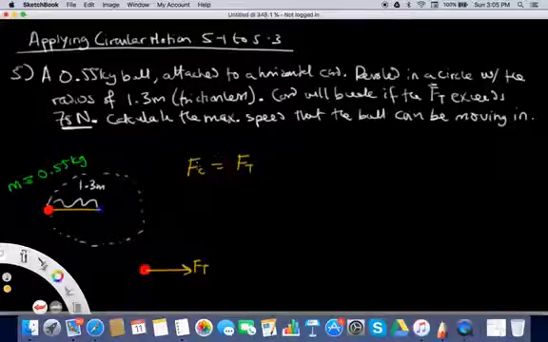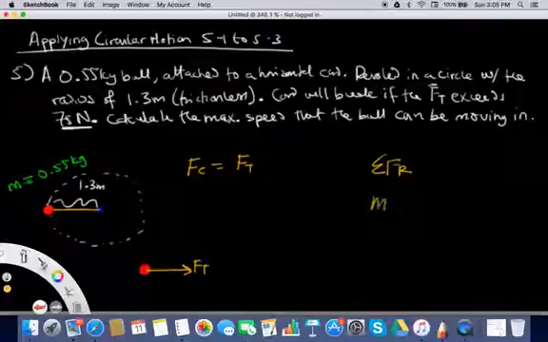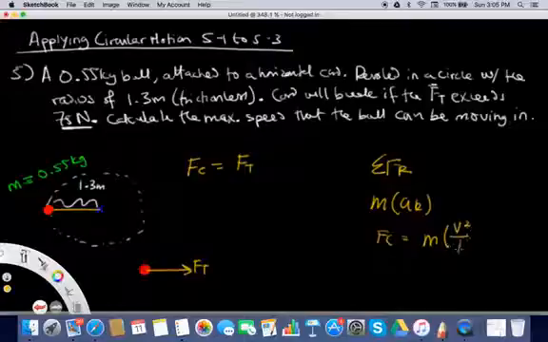Well, what is our centripetal force? Centripetal force is really another way of saying our net force, because what is net force? It's nothing but mass times centripetal acceleration. Centripetal force is equal to mass times v squared over r. It's the same thing. So our FC, our centripetal force, this inward facing force, is equal to our FT.